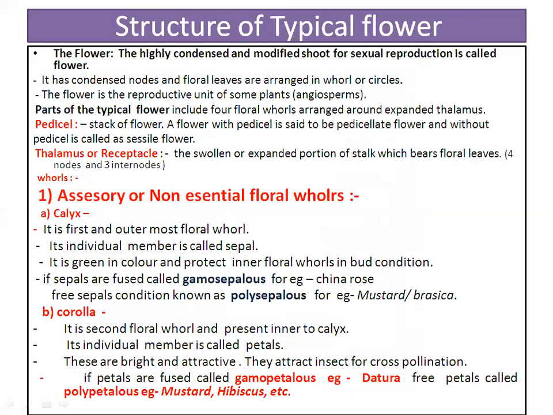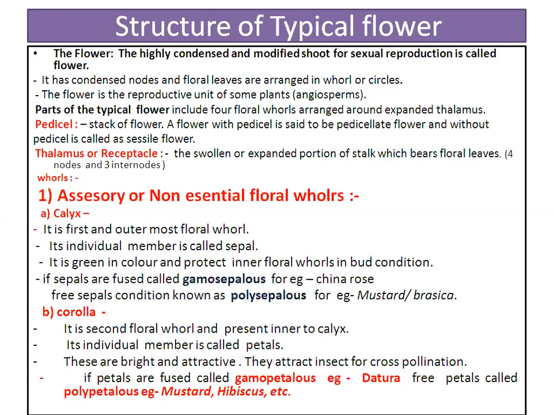So what is the definition of a flower? A flower is a highly condensed and modified shoot for sexual reproduction. It has condensed nodes, and the floral whorls are arranged in a circular manner. Different floral parts are the pedicel and the thalamus. Thalamus is a swollen, expanded portion where the floral leaves arise. It consists of four nodes and three internodes.